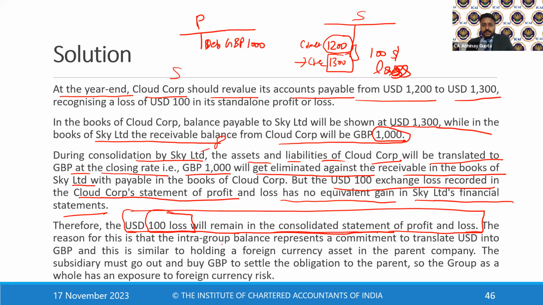The reason for this is that the intra-group balance represents a commitment to translate USD into GBP on the subsidiary company side, and this is similar to holding a foreign currency asset in the parent company.